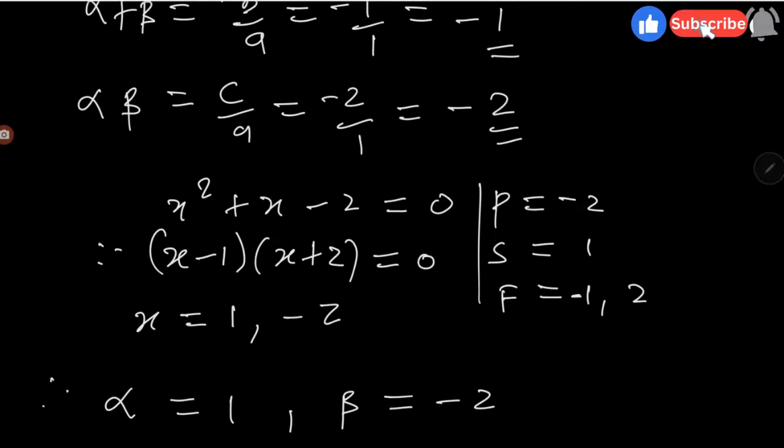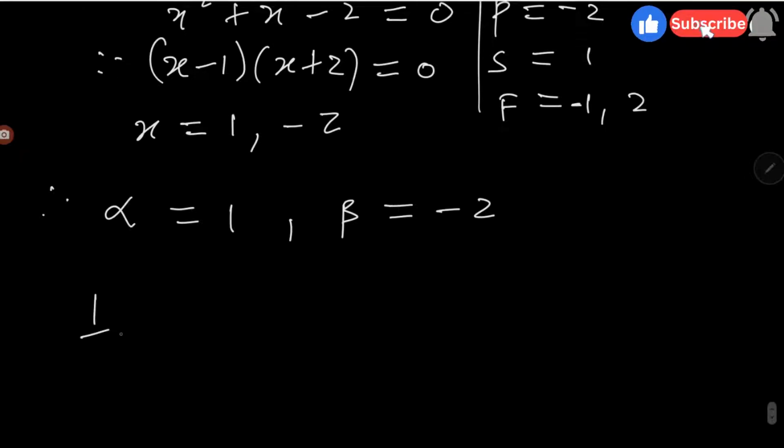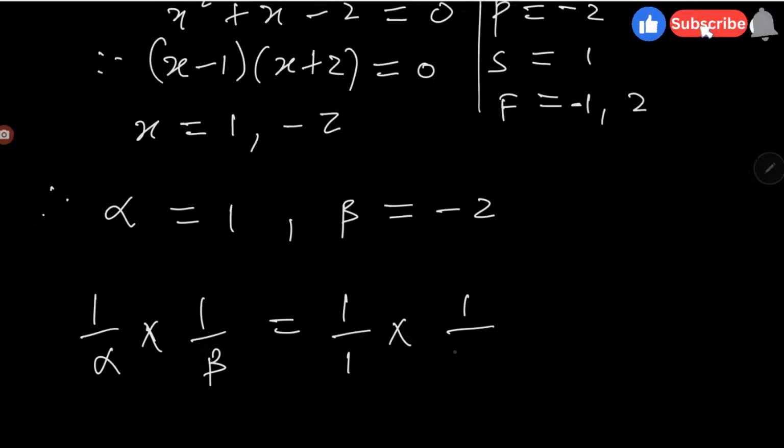So from here, we can now just go directly and say we are trying to figure out 1 over alpha times 1 over beta. So we have 1 over alpha, we know it's 1, times 1 over beta, we know it's minus 2. So 1 over 1 is just 1. 1 times 1 half, well, 1 half, but we have a negative, which is just minus 1 over 2. So this is another approach of handling that question.